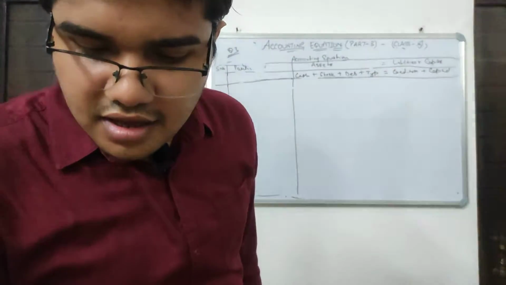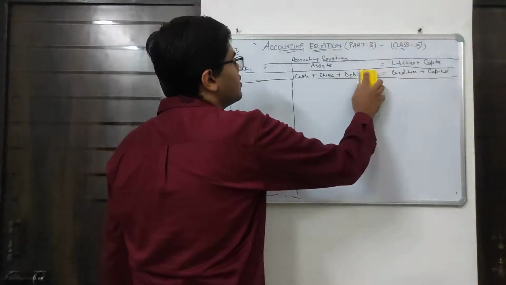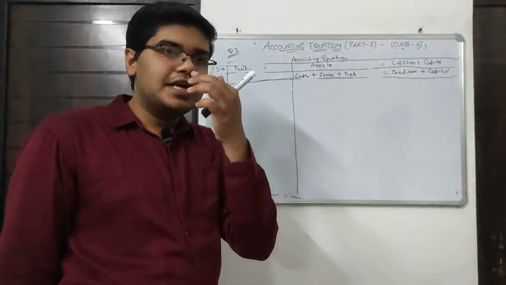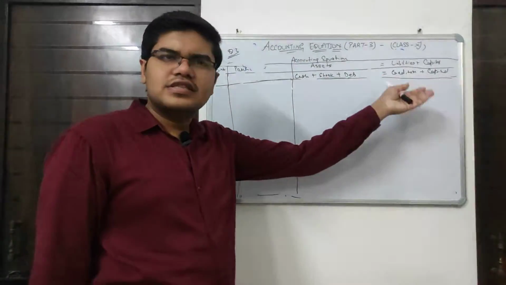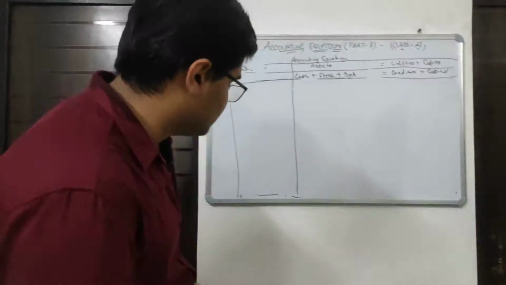Now in the third question there is no use of the typewriter, so you can erase it. One thing you can do is read the whole question and then classify the assets: cash, stock, debtor, which is what is given in the question. It depends upon the transaction which is given.